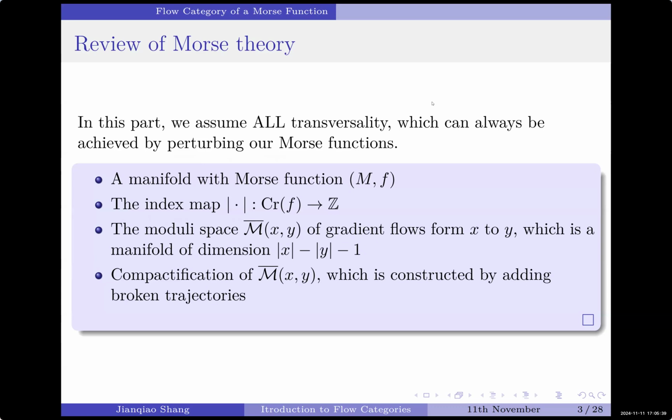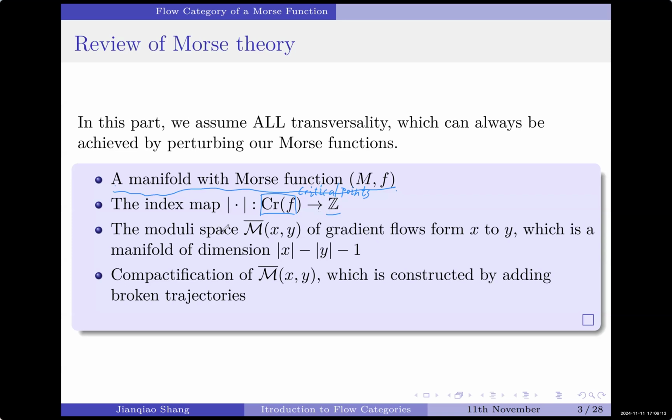And let's review what Morse theory is. We begin with a manifold with a Morse function, and I use this to denote the critical points. So we have an index map from the critical points to the indices of their Hessian.